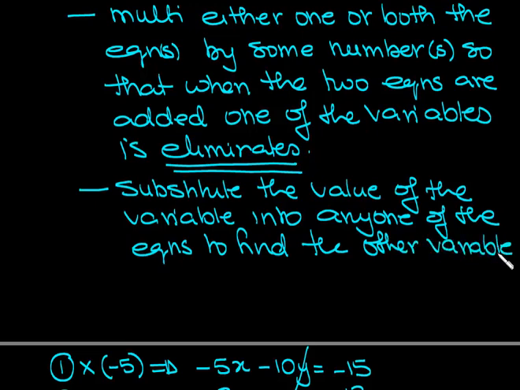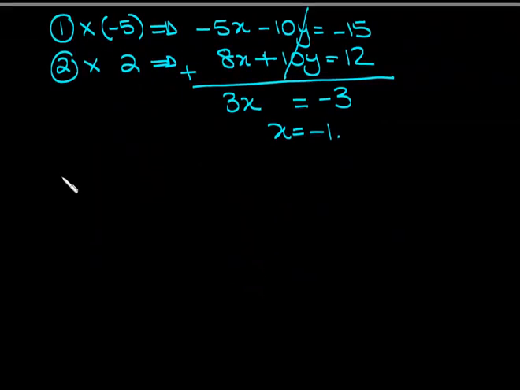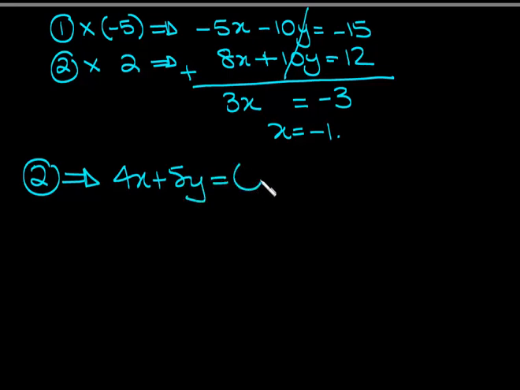So we can substitute that value of x that we just found into any one of the original equations. I erased them, but you guys know that. I'm going to just substitute into 2. So what is 2? If you recall, 2 was 4x plus 5y is equal to 6.